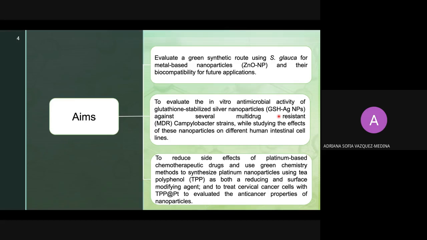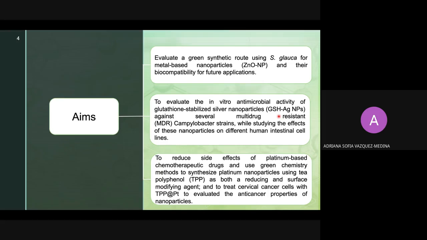The biomedical approaches for the use of metal-containing nanostructures, which will be discussed in today's seminar, aim to evaluate a synthetic route for using S. glauca, which is a plant, for metal-based nanoparticles, zinc oxide nanoparticles, and their biocompatibility for future applications. I didn't broadly mention it in the introduction, but common drug systems are synthesized, and some of them require a lot of solvents like THF, DMSO, which are detrimental for human health and environmental health also.